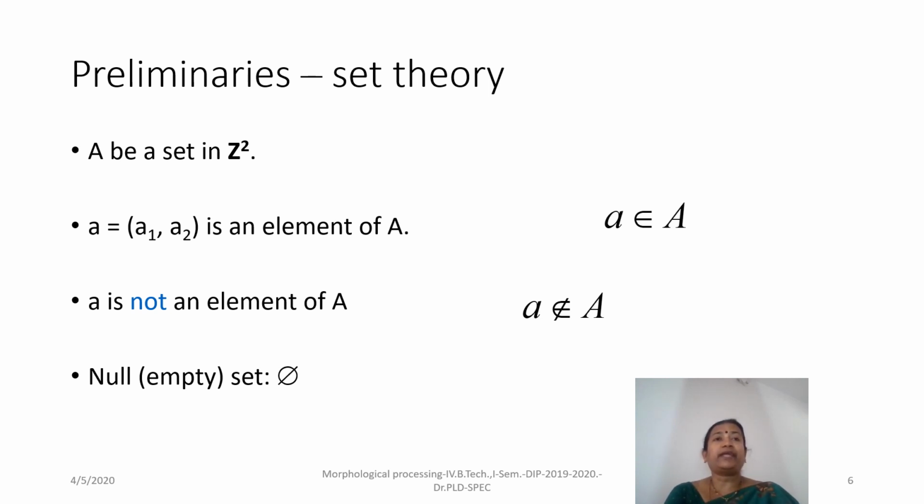Suppose A is the original image and a equals (a1, a2) is an element of A. That is, small a belongs to the original image capital A, and its location is (a1, a2). In general, we represent this with the spatial location xy on a two-dimensional image. If a is not an element of A, then a is not a location or pixel appearing in the original image A. That's the meaning of a not belonging to capital A. And of course, the null set is an empty set, represented with phi.